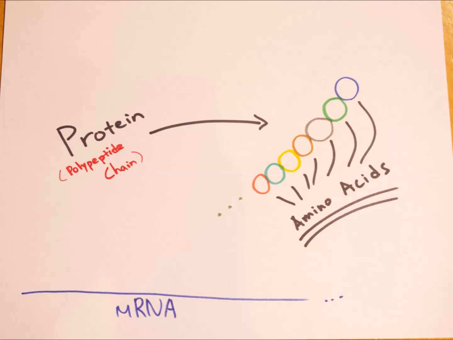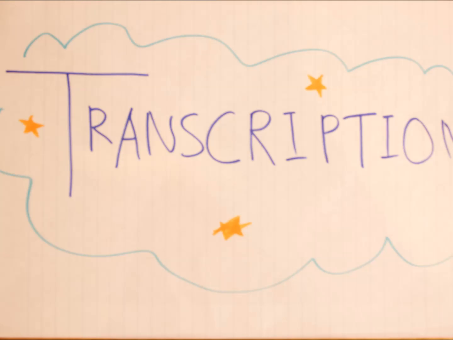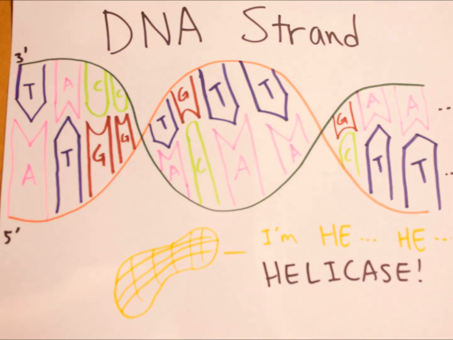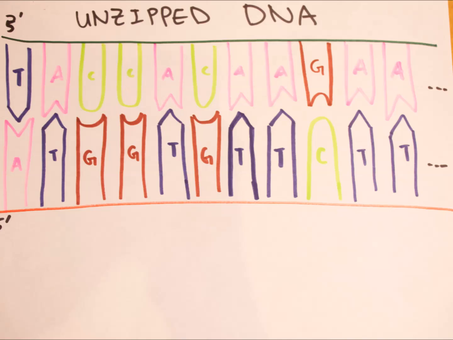However, the DNA cannot leave the nucleus. Instead, through transcription, a strand of messenger RNA, or mRNA, must be produced to carry the information. Transcription. Transcription begins similarly as replication. First, the enzyme helicase unzips the DNA into two strands.